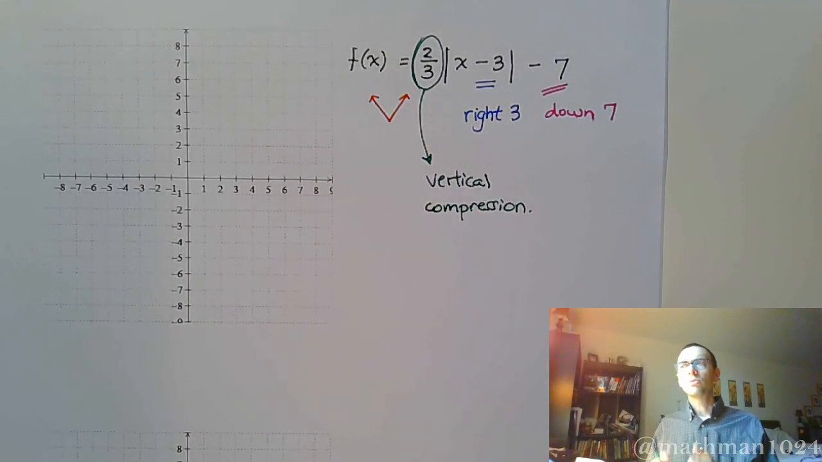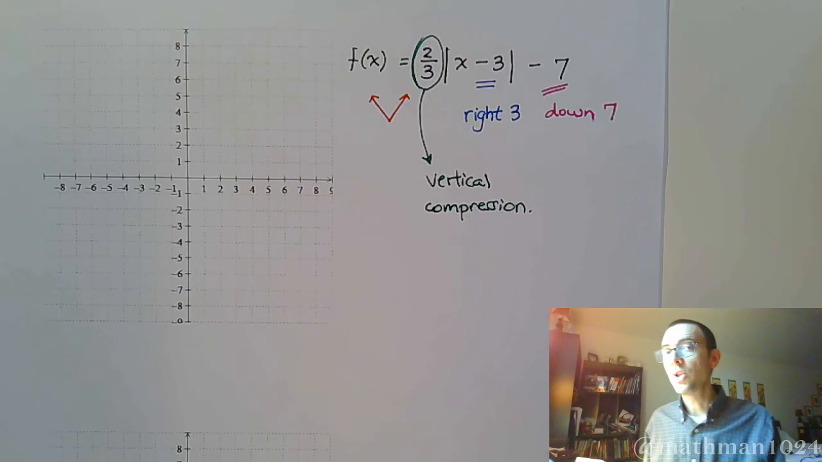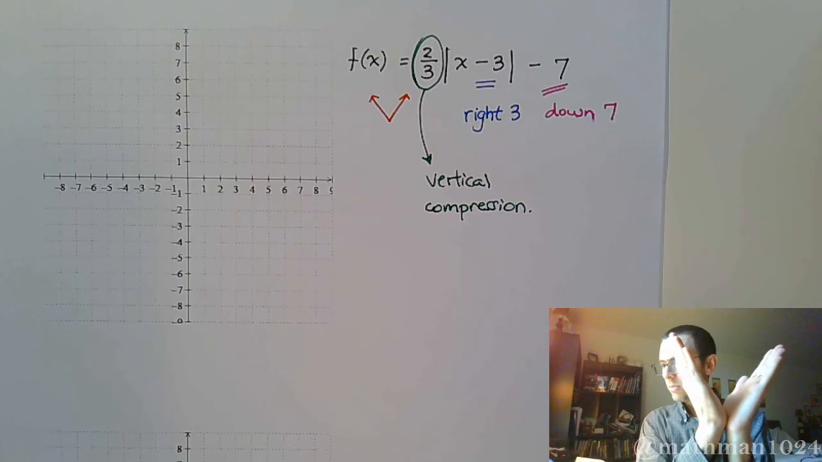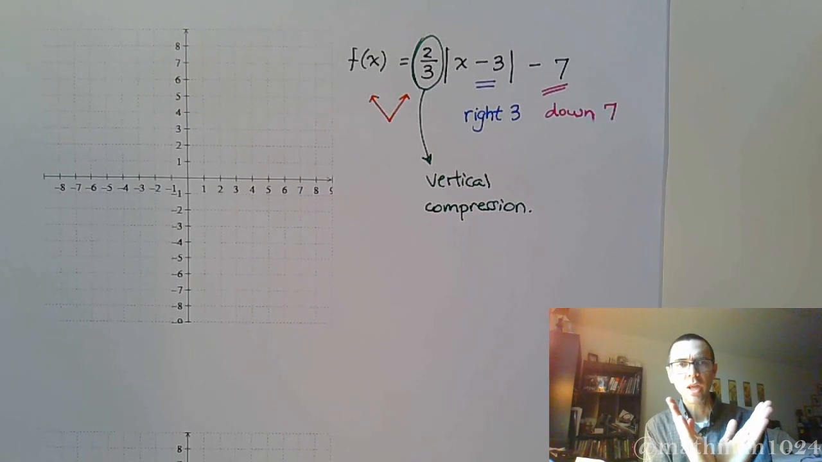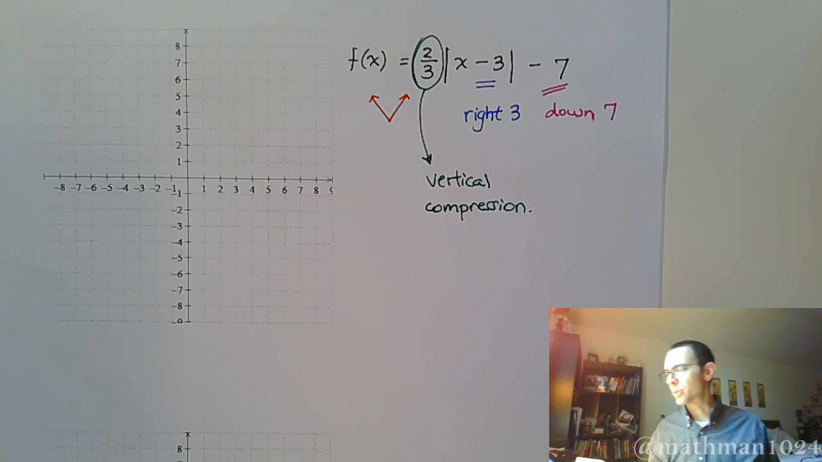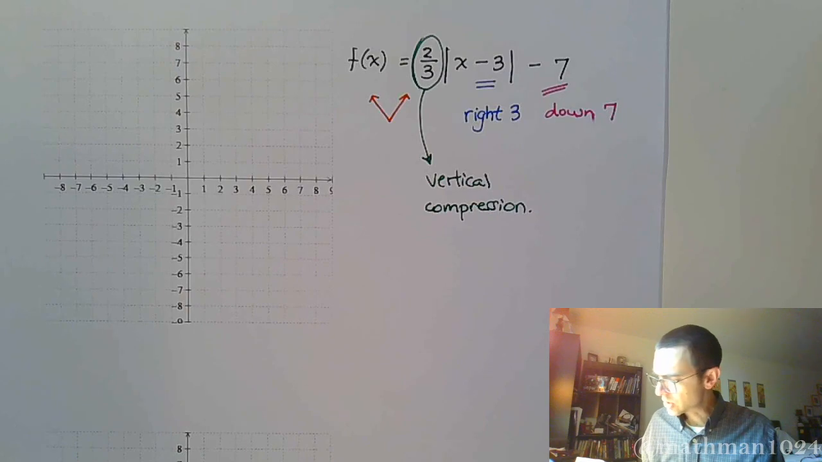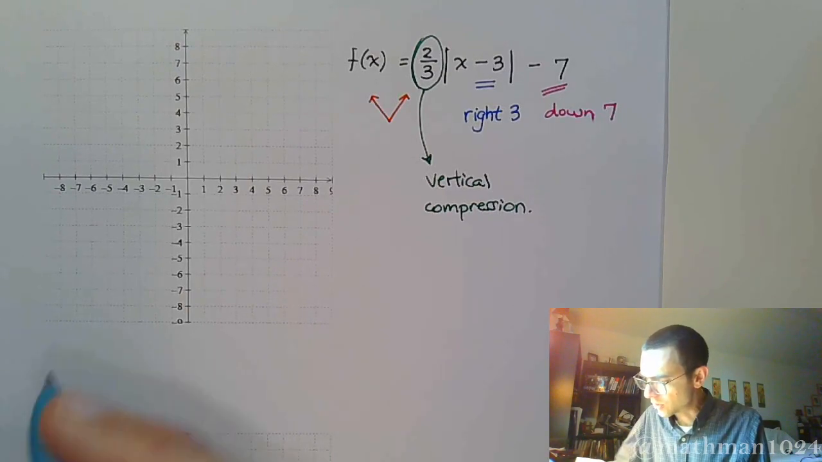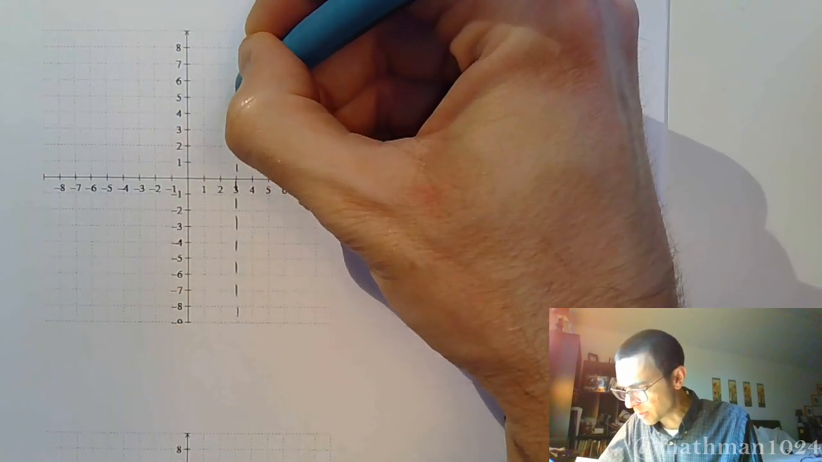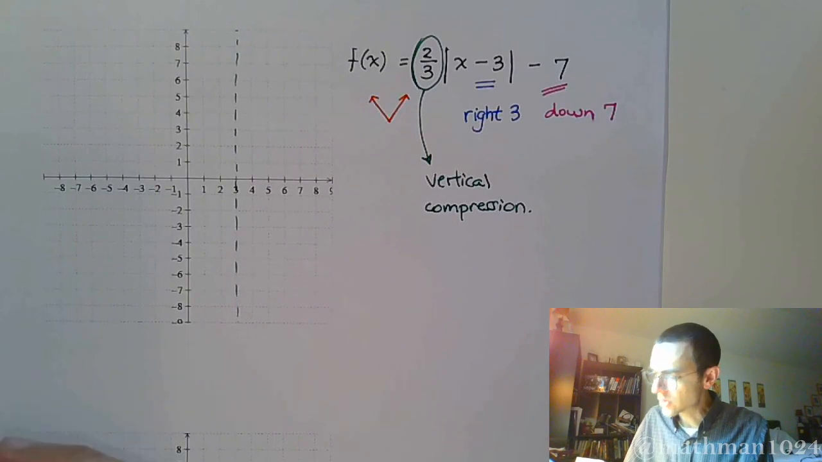Not by much, but when we compare the final shape of this to the original shape, you're going to see that there is a very slight compression. So we're taking our absolute value shape. We're going to go to the right 3, down 7, and that 2/3 is going to compress it and make these guys less steep. So you're just squeezing those guys together just a little bit. All right, so to the right 3. So that's going to be my new y-axis. Down 7.